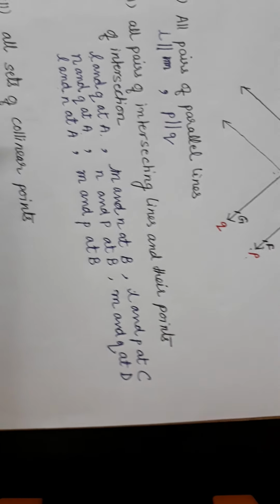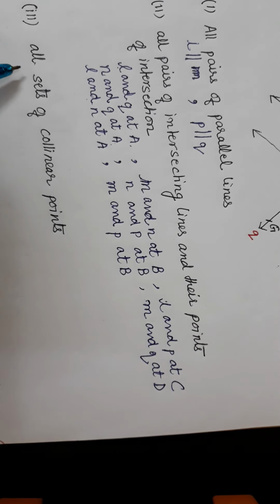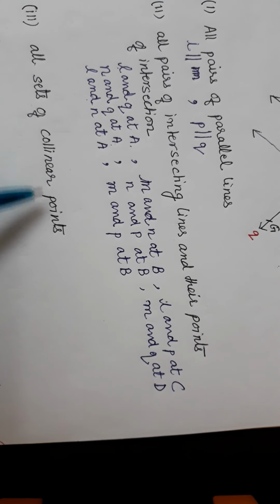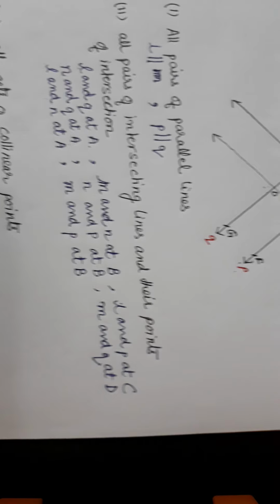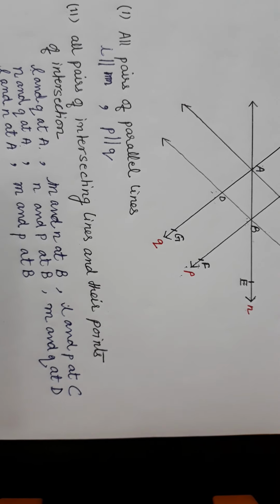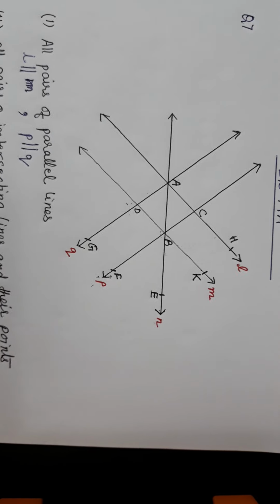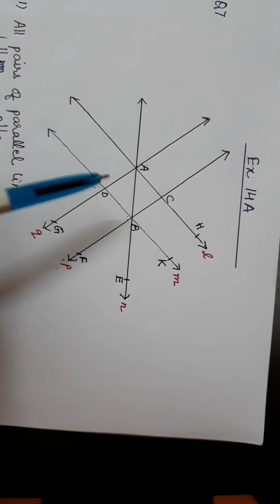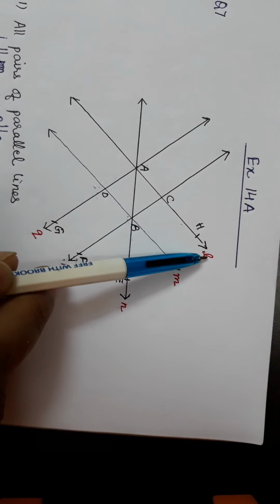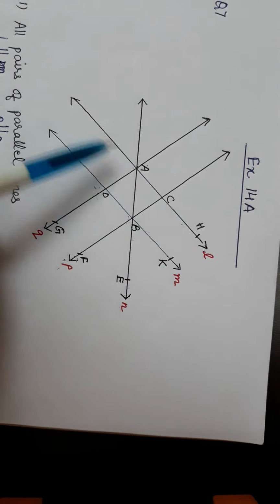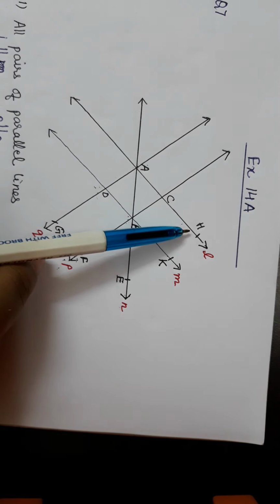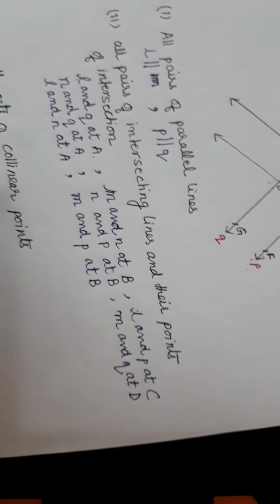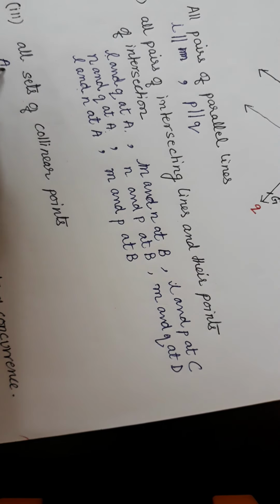Clear, children? Now we come on to the third question, that is all sets of collinear points. Collinear points, we know, if three or more than three points lie on the same plane, they are called as collinear. So we have to write all the sets. So here we see on the line L, we have points A, C, H. So this is my first set of collinear points because it is 3. So I will write A, C, H.